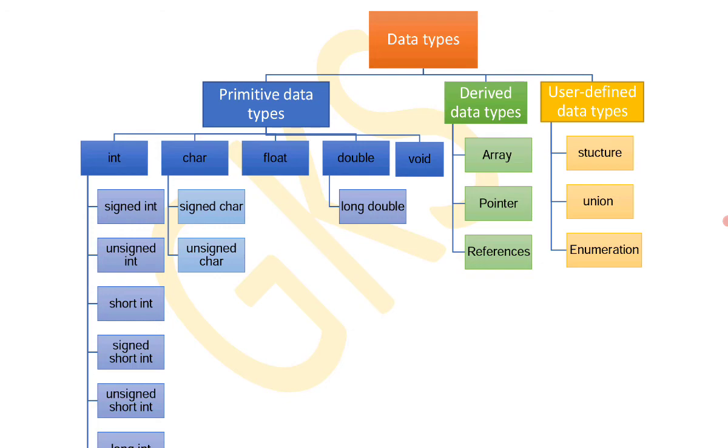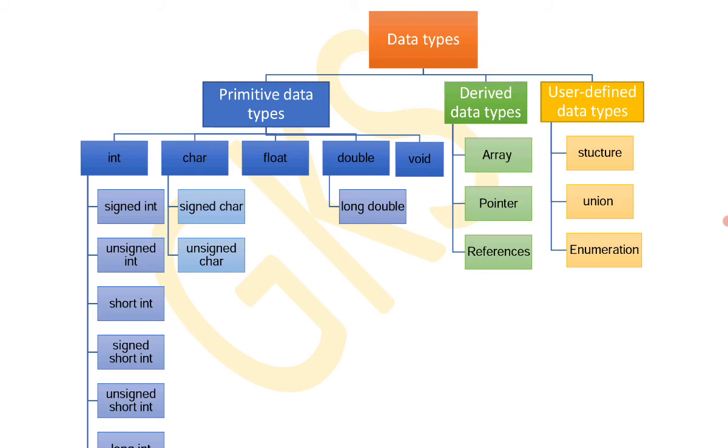First one is int, meaning integers, used to store integers in the C language. Second one is char, or character, generally used to store character type data. Third one is float. Float data types are generally used to store real numbers, floating point numbers, or decimal numbers in the C language. Fourth one is double.